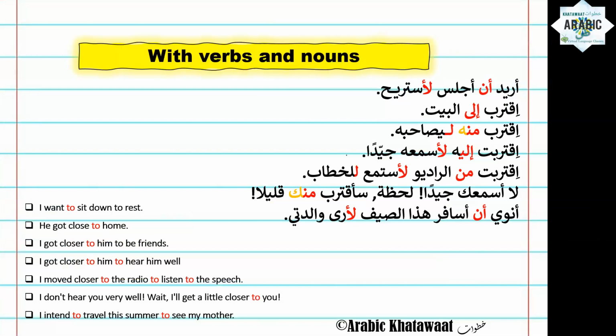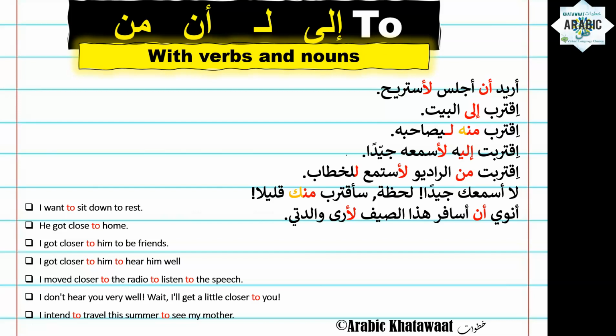The sentences we have are أريد أن أجلس لأستريح. All of the highlighted words, Arabic words in the Arabic script, all of them mean the same exact thing in English, which is to. But again, it depends on the context. What are you trying to say, and who is saying it, and how many action verbs you have in the sentence? Let's look at the Arabic script only.